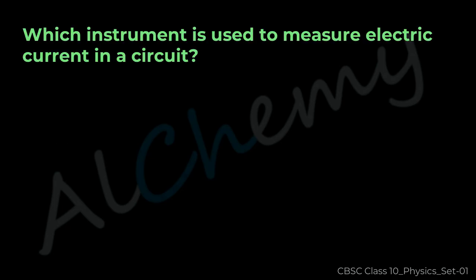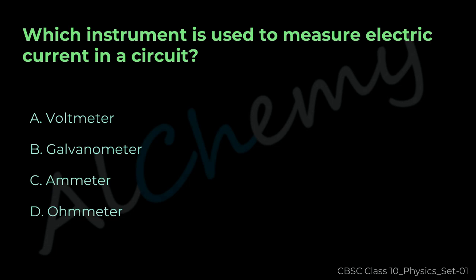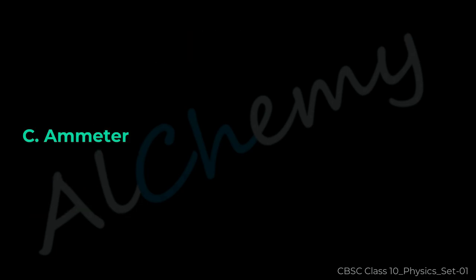Ampere. Question 2. Which instrument is used to measure electric current in a circuit? A. Voltmeter. B. Galvanometer. C. Ammeter. D. Ohmmeter. The correct answer is C.